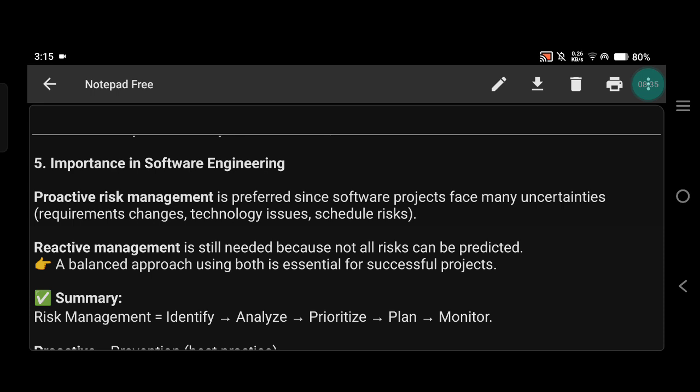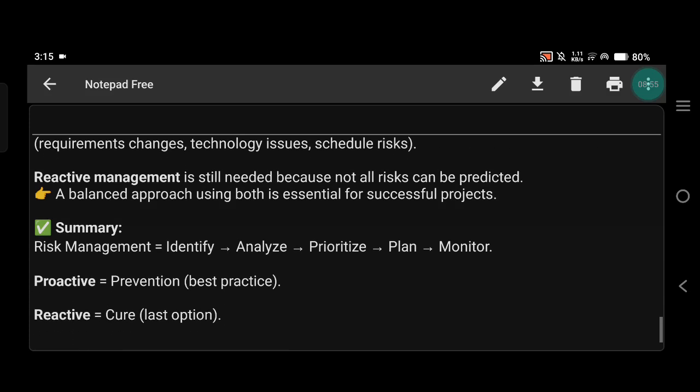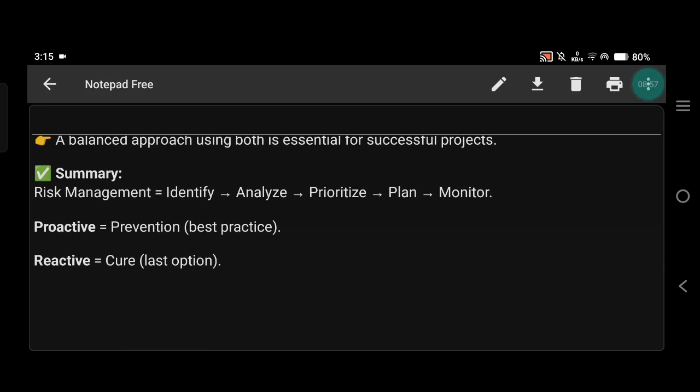Importance in software engineering. Proactive risk management is preferred since software projects face many uncertainties: requirements changes, technology issues, schedule risk. Reactive management is still needed because not all risks can be predicted. A balanced approach using both is essential for a successful project. Summary: risk management: identify, analyze, prioritize, plan, monitor. Proactive, prevention, best practice. Reactive, cure, last option.